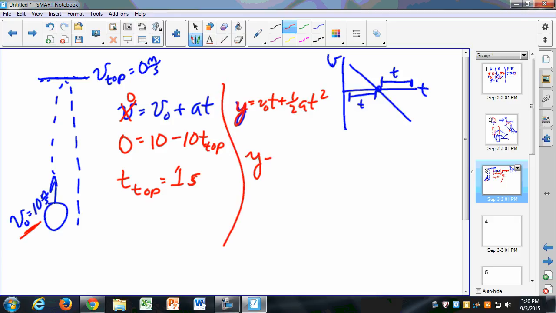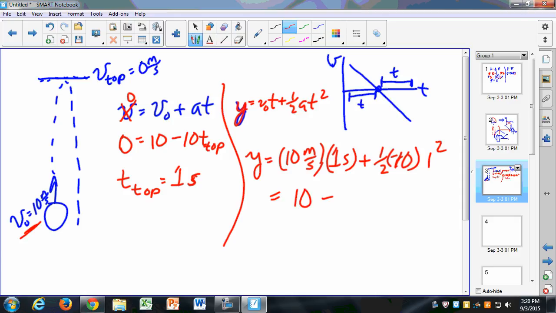I say y equals 10 meters per second times t, which is 1 second, plus 1/2 negative 10 times t, which is 1 squared. And that's 10 minus 5. So this is 5 meters. That's the maximum height. It's just important for you to know that when we get into 2D motion, you'll need to know how to go through this procedure. Kaylee?